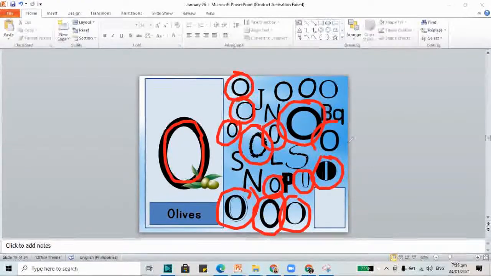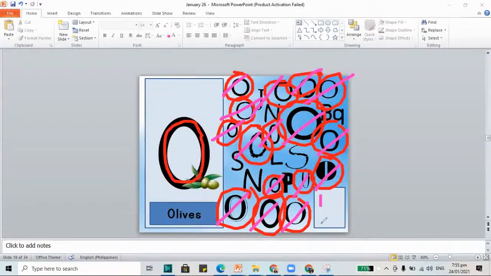We have lots of letter O's on our screen. Let's see how many we have here. We have 1, 2, 3, 4, 5, 6, 7, 8, 9, 10, 11, 12, 13, 14, 15, and 16. There are 16 capital letter O's on our screen.